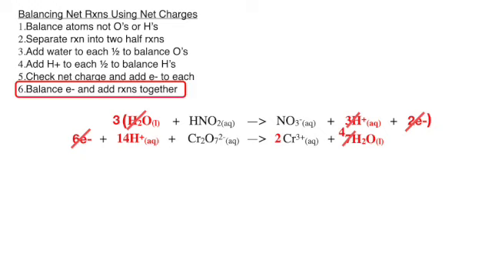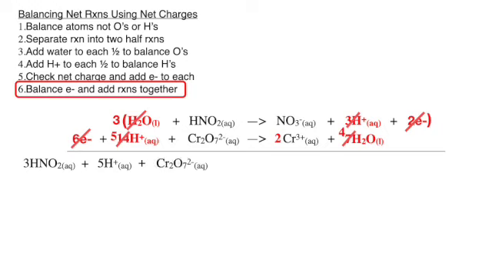And 3 H's cancel out 9 H's, because I have 3 times 3 is 9. 9 H's cancel out 9 H's, so 14 becomes 5 H's. And then I can add everything together, everything that's on the reactant side. 3 HNO2's, 5 H positives, and a Cr2O7 2 negative produces 3 NO3 negatives, 2 Cr3 positives, and 4 waters. And there is your balanced equation with +3 on that side, +3 on that side.